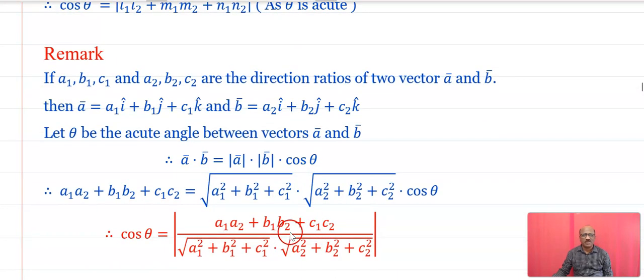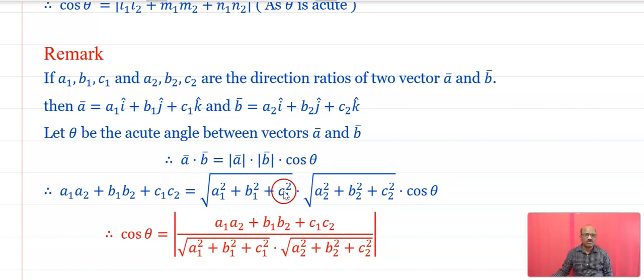Now the important remarks. If a1, b1, c1 and a2, b2, c2 are the direction ratios of two vectors A bar and B bar. What about A bar? A bar is a1 i cap + b1 j cap + c1 k cap, and B bar is a2 i cap + b2 j cap + c2 k cap. Let theta be the acute angle between the vectors A bar and B bar. What is A bar dot B bar? A bar dot B bar is mod of A bar times mod of B bar into cos theta.